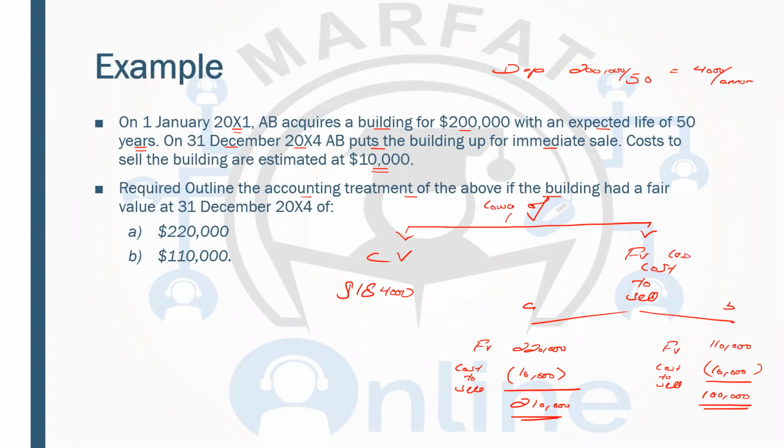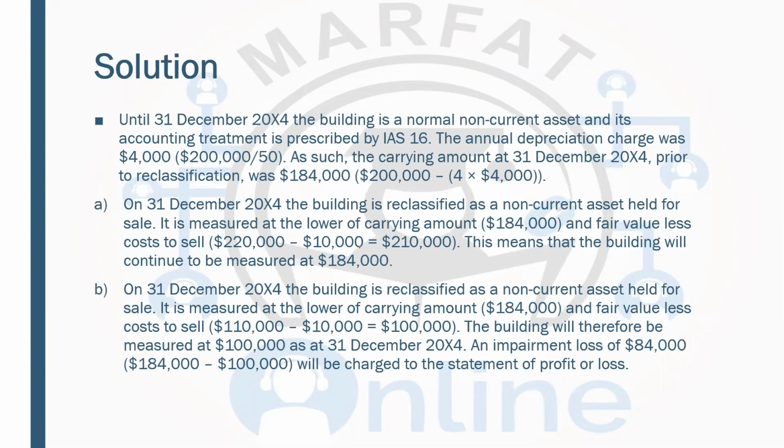In the second case, we see the carrying value is 1,84,000 and the fair value less cost to sell is 100,000. So in the second case, we will have the impairment loss of 84,000, which will be recorded in the statement of profit and loss. So in the first case, we'll keep recording that asset at 1,84,000 because the carrying value is lower and the fair value less cost to sell is more than the carrying value. In the second case, there will be an impairment loss of 84,000, which will be recorded in the profit or loss.